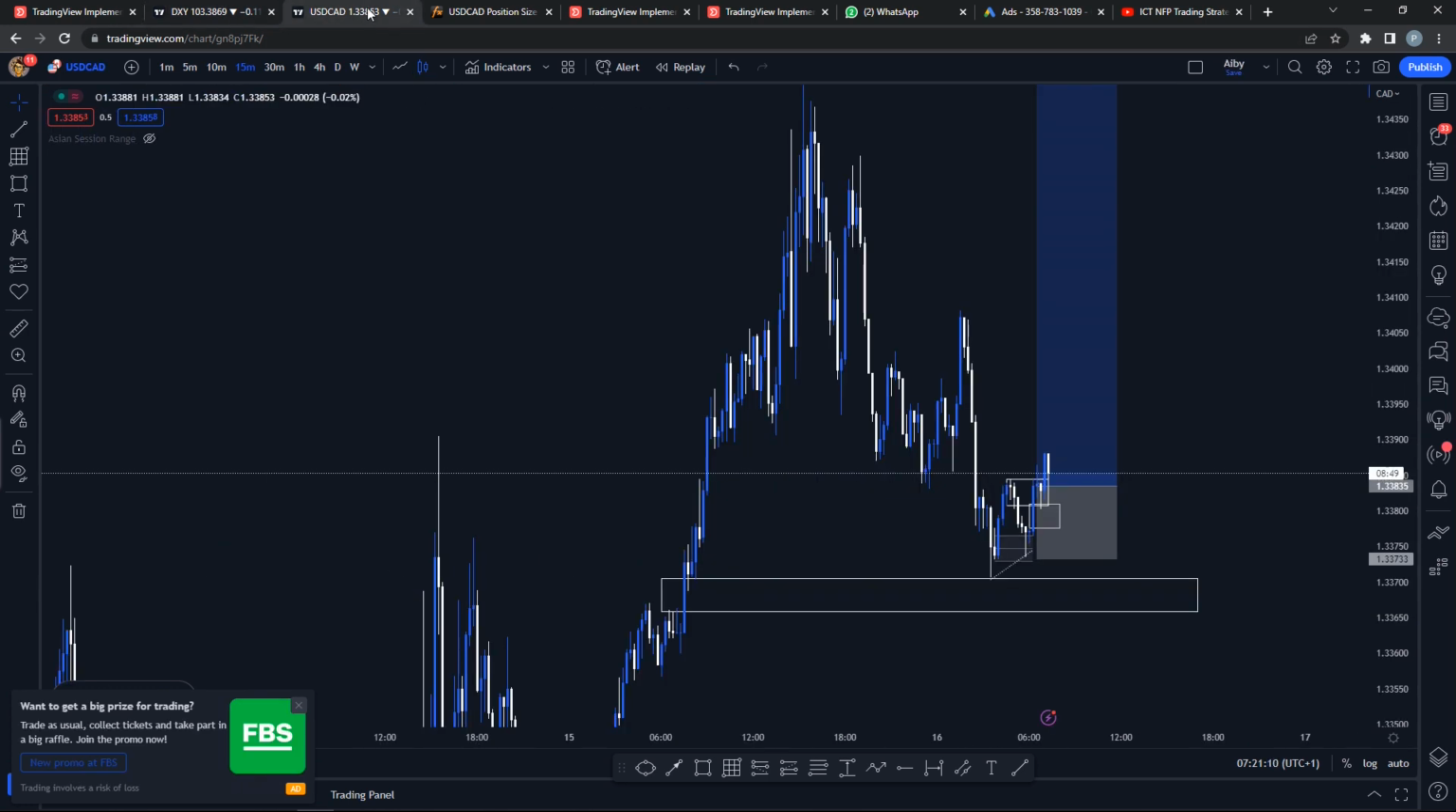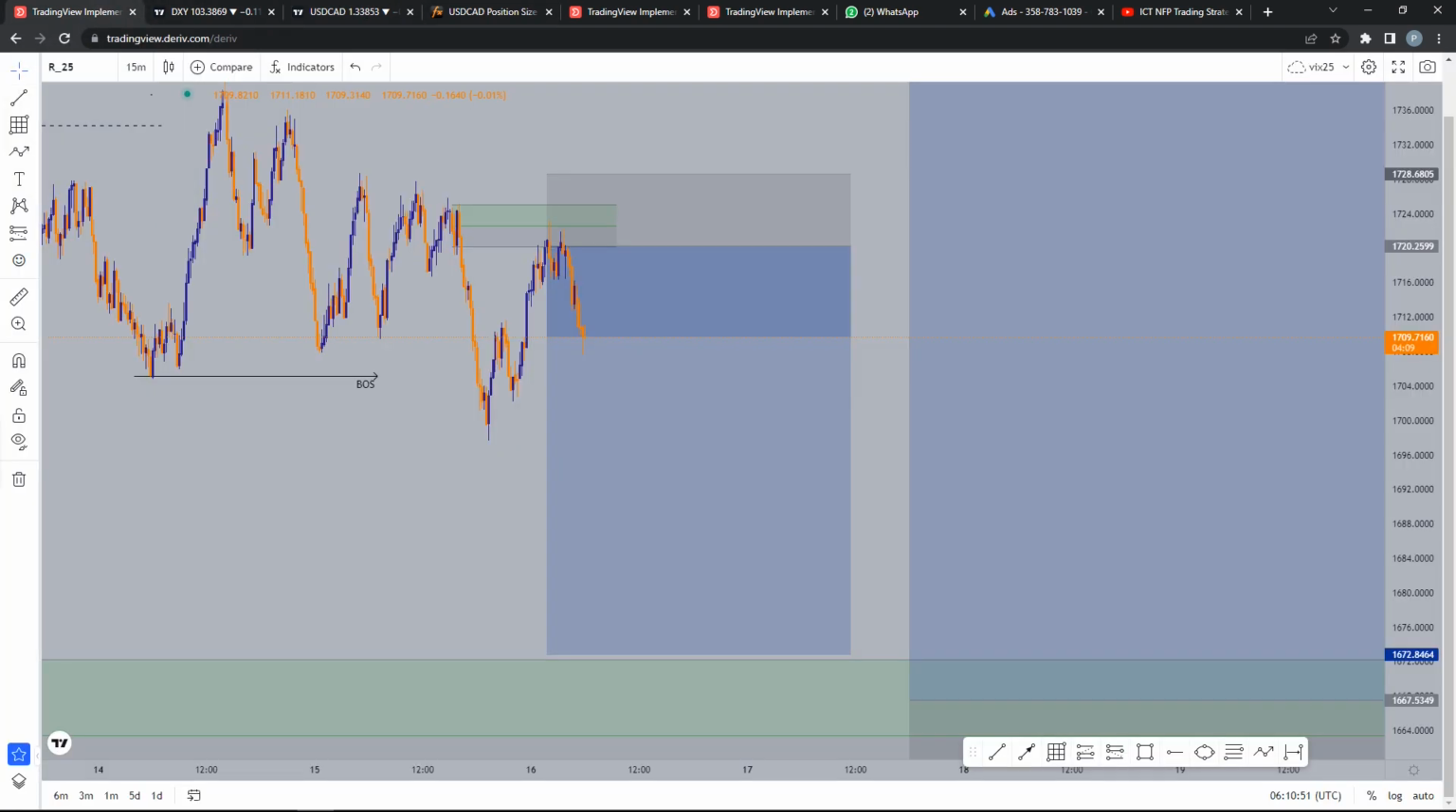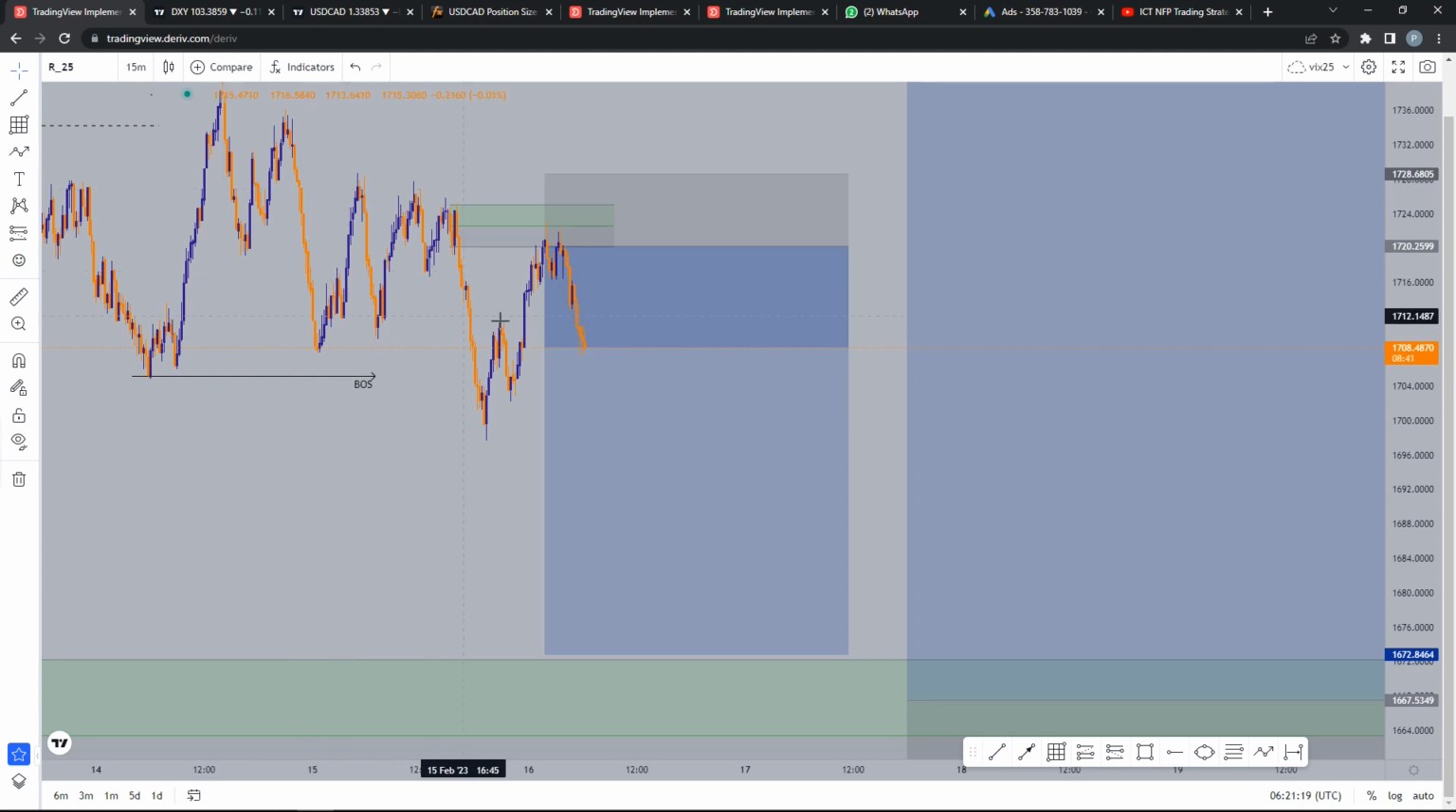I'll make a video to update you guys on how this trade is going to play out to the end, and also how this is going to play out to the end.